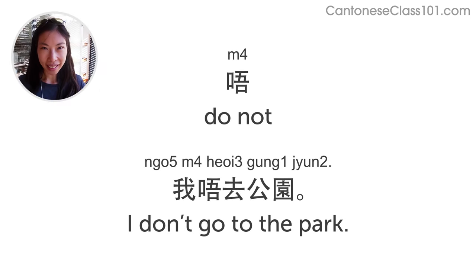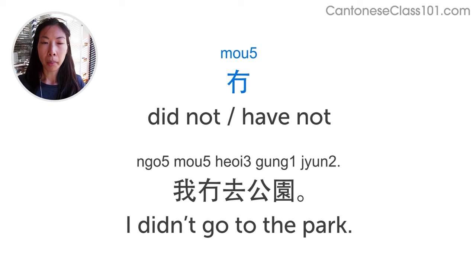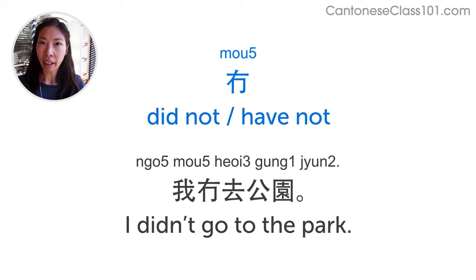Here are some sample sentences. 唔 means do not. 我唔去公園, I don't go to the park. 冇 means did not or have not. 我冇去公園, I didn't go to the park.